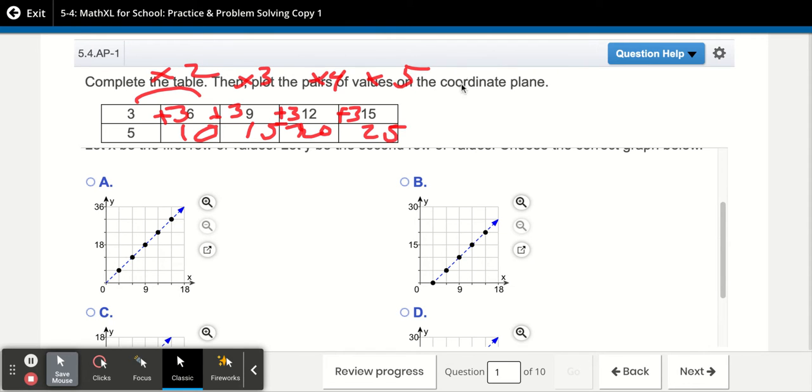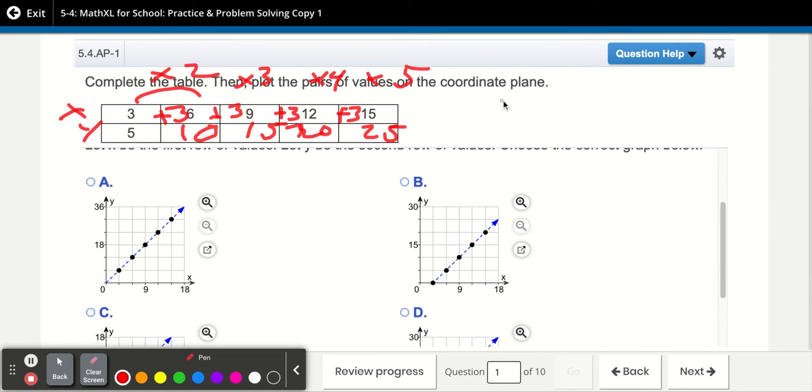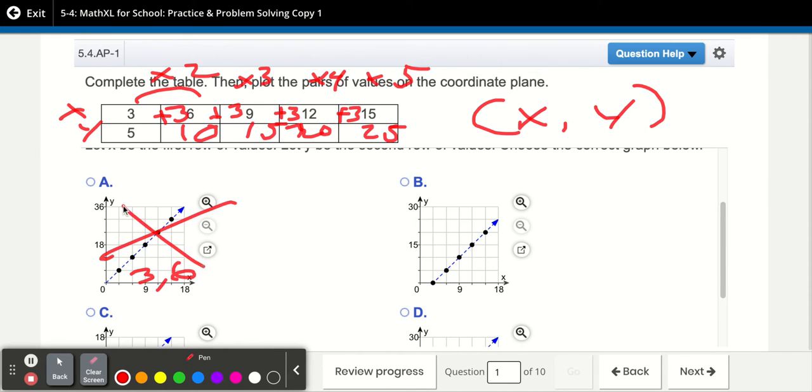Now, remember that the top row is x and the bottom row is y, and our coordinates are given as x comma y. So when we're looking at this point here, notice the scale, that's 3, 6, 9, and 6, 12, 18. So this point is 3, comma 6. Okay, well, that's not going to work. We need 3, comma 5. So this one's no good. Where's my eraser? Okay, so this one's no good.